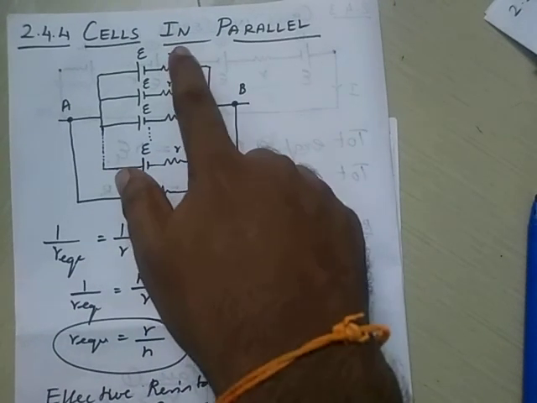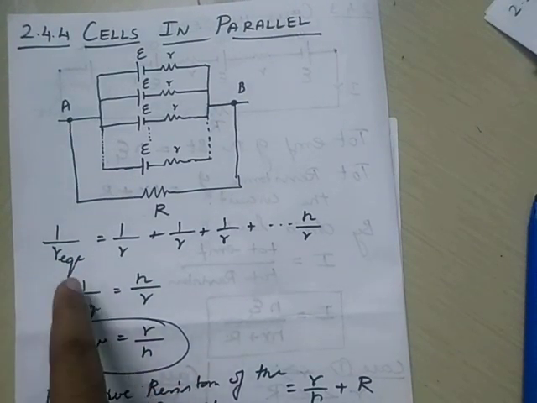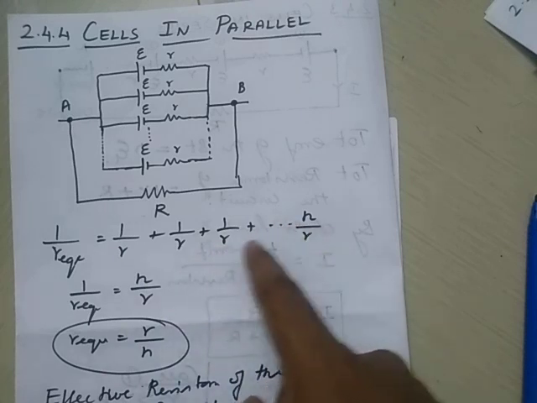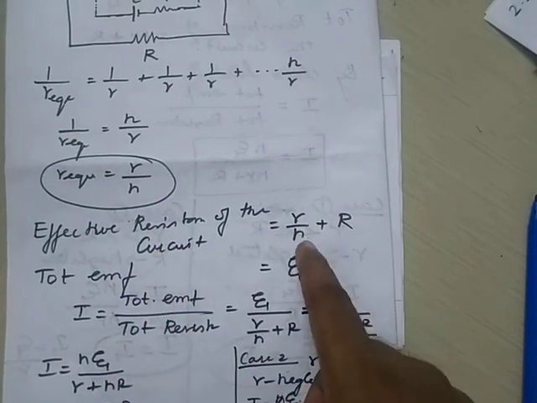Here the internal resistances are in parallel. We can write the effective resistance as 1 by r effective is equal to 1 by r plus 1 by r plus 1 by r, up to N by r. Then we get the final expression r equivalent is equal to r by N. Then the effective resistance of the circuit becomes r by N plus R.